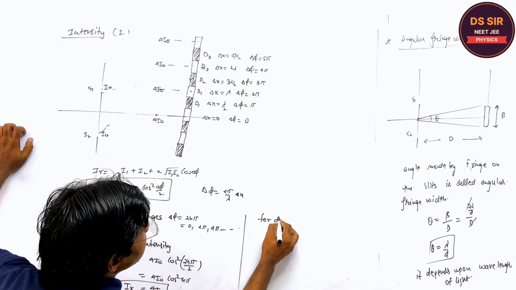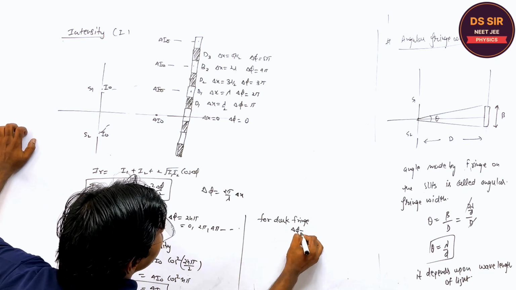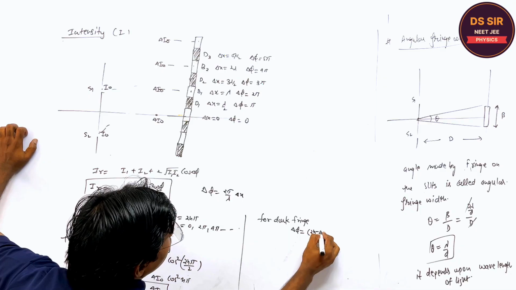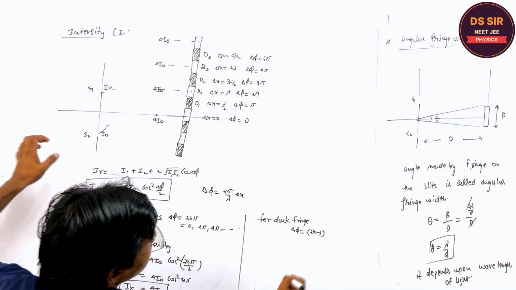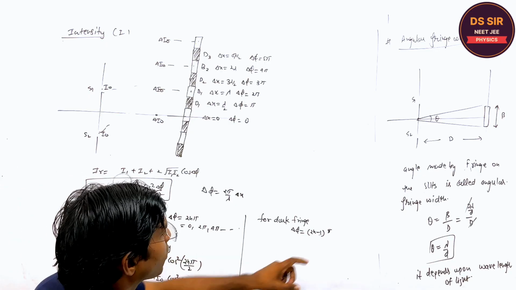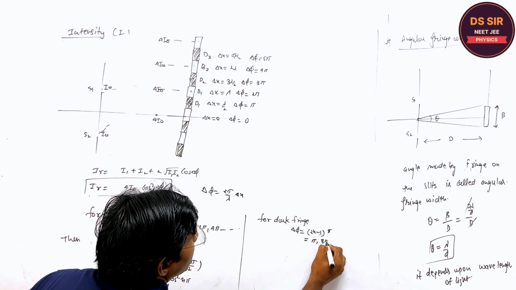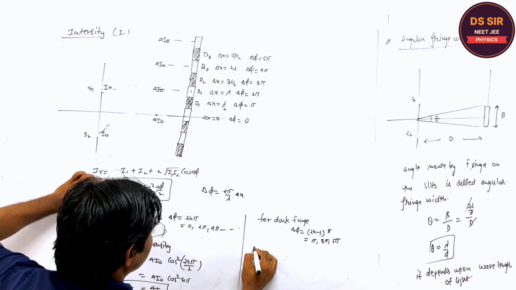But for the dark fringe, what is delta phi? It is 2n minus 1 into pi. Are you getting or not? It will be pi, 3 pi, 5 pi. So what is the resultant intensity?